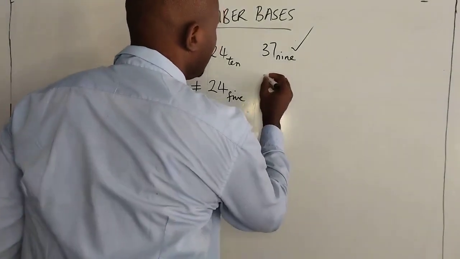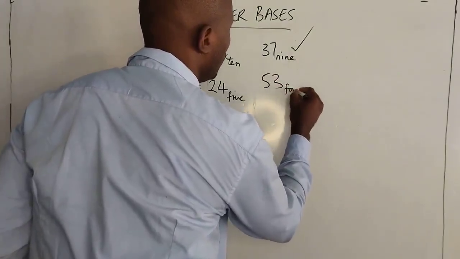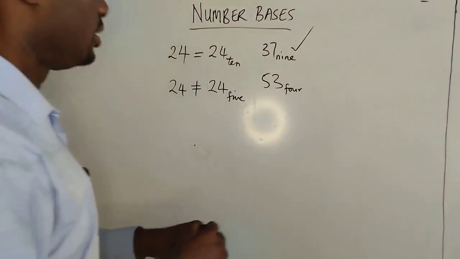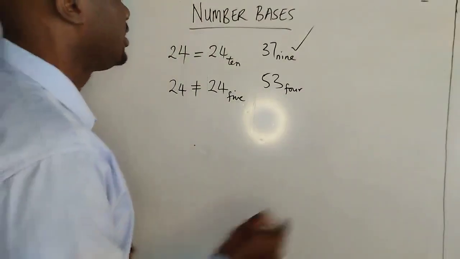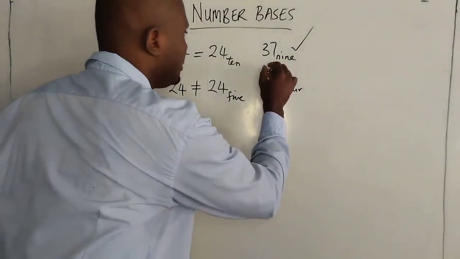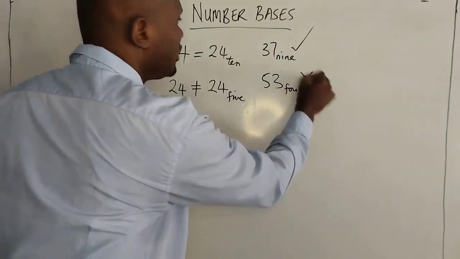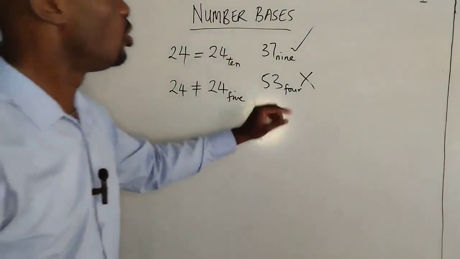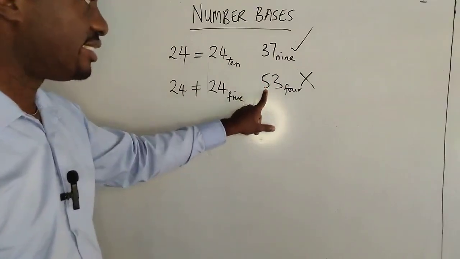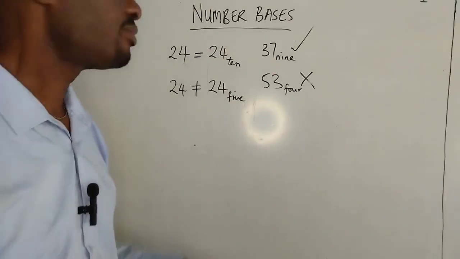But if I write 53 base 4, this is not a valid number in base 4. The reason is it contains a digit which is 5. 5 is greater than 4. So this is not a valid number in base 4. No base will contain a digit that is either equal or greater than the base number.